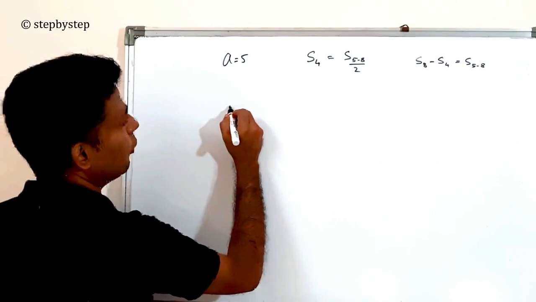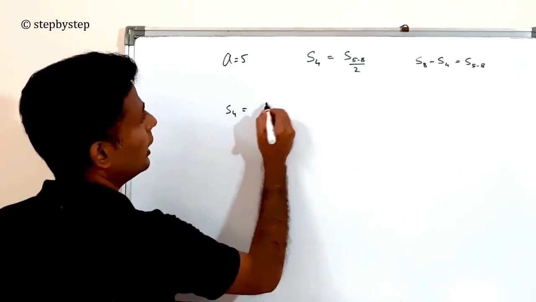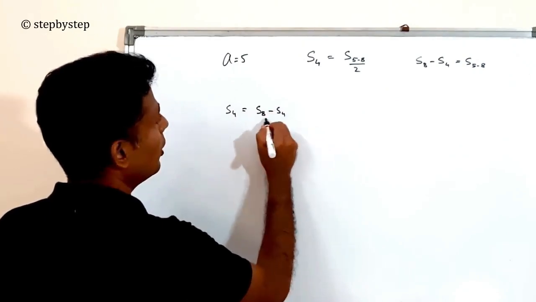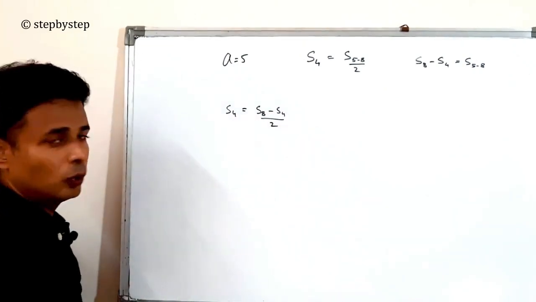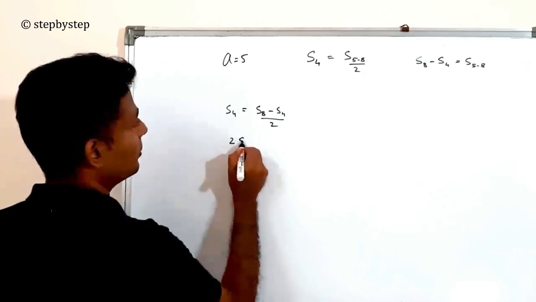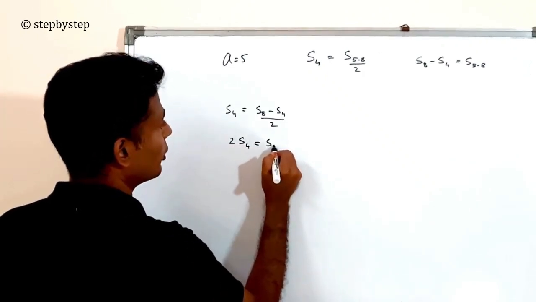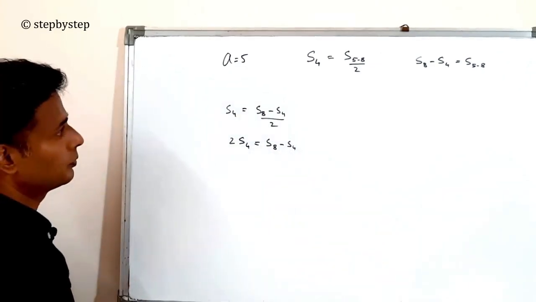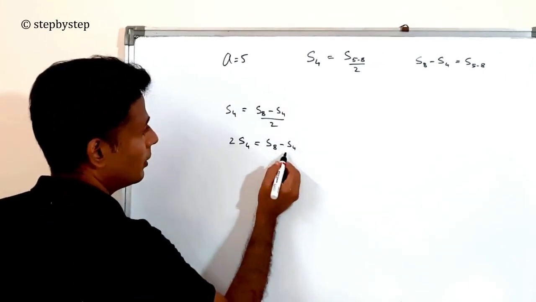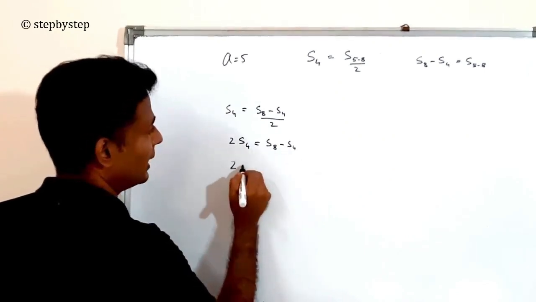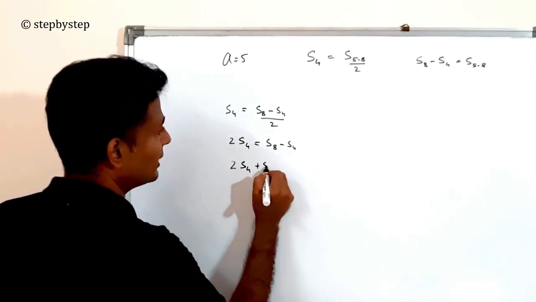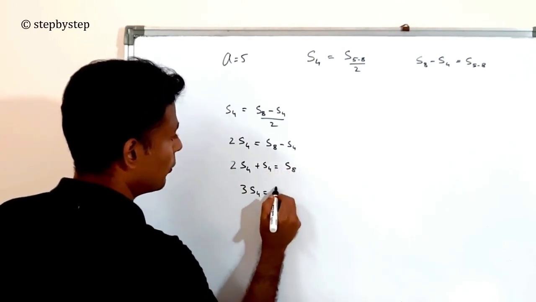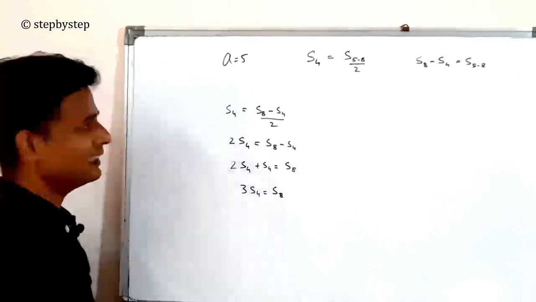Now we have S of 4 equal to S of 5 to 8, which is nothing but S of 8 minus S of 4, whole divided by 2. So I'll take 2 on the other side. It becomes 2 times S of 4 equal to S of 8 minus S of 4. Now I can transpose S of 4 to this side. So I get 2 S of 4 plus S of 4 equal to S of 8. So 3 S of 4 equals S of 8. This is one way to solve.